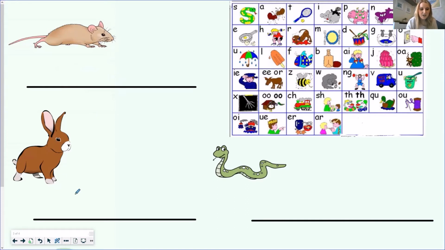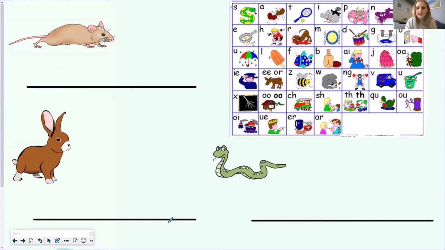Now let's have a go at writing this animal. And of course it is a rabbit. Oh, what sounds do I need for rabbit? That's quite a long word. Let's sound it out all together. R, a, b, b, i, t, rabbit.